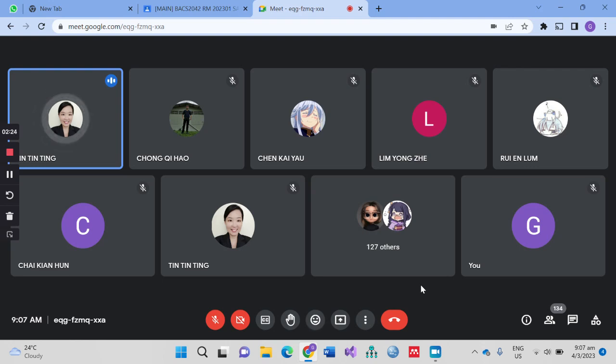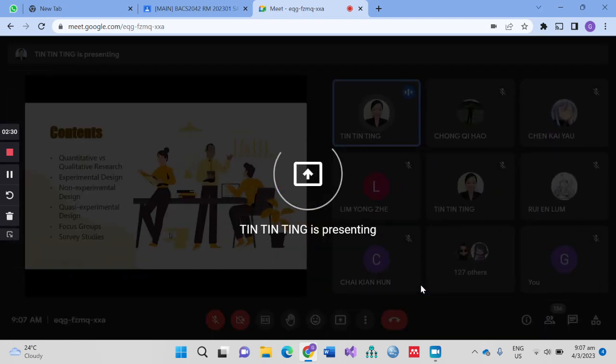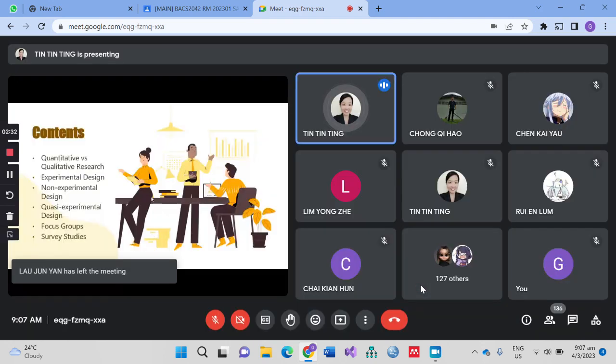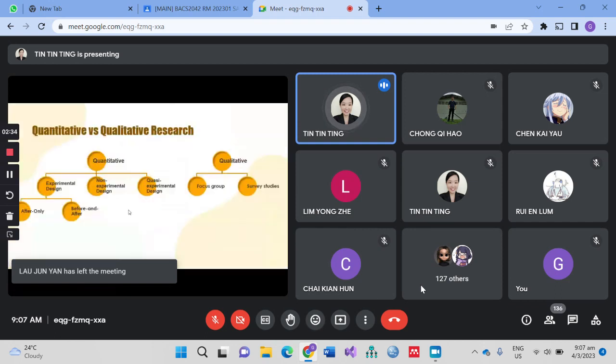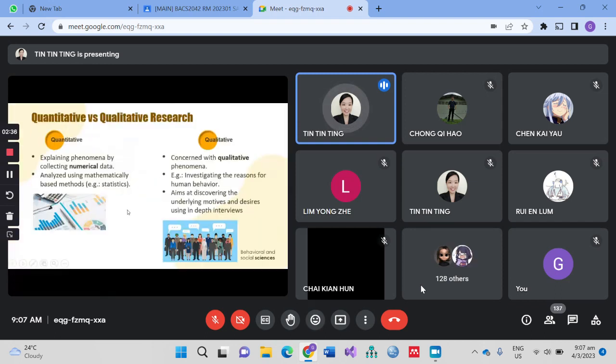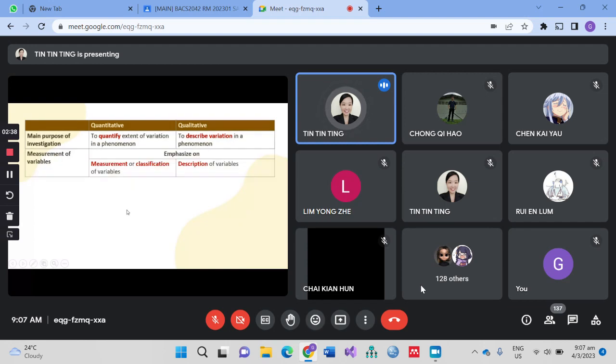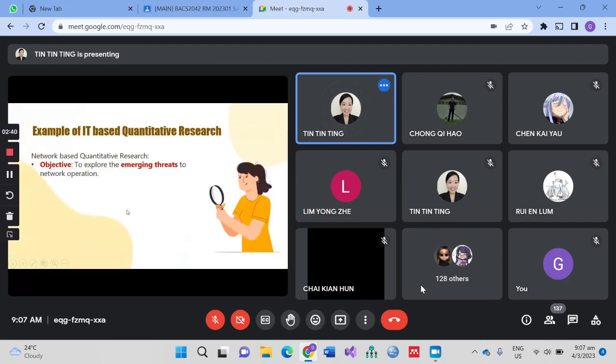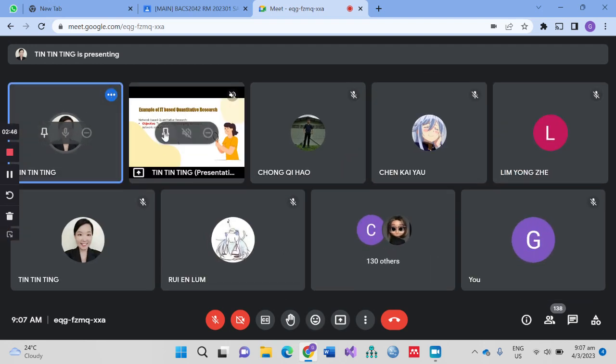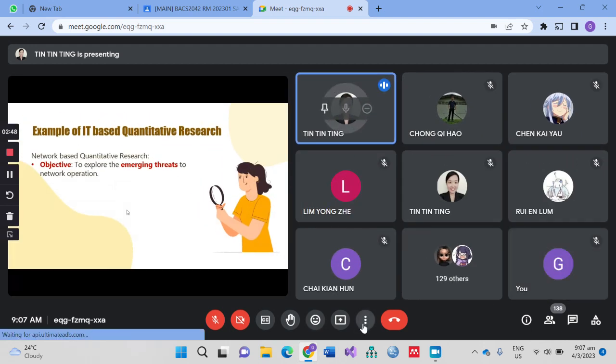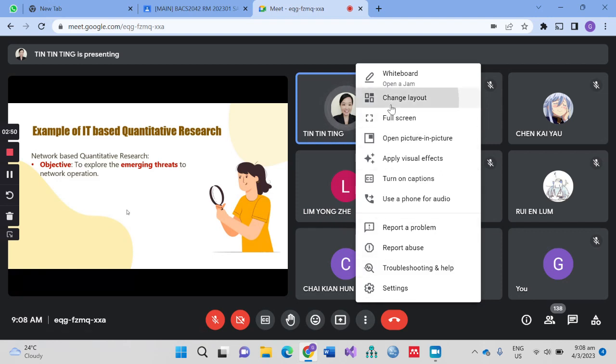Okay, last week we went through quantitative versus qualitative research. So today we are going to further look into an example of IT-based quantitative research. This is an example of network-based quantitative research.